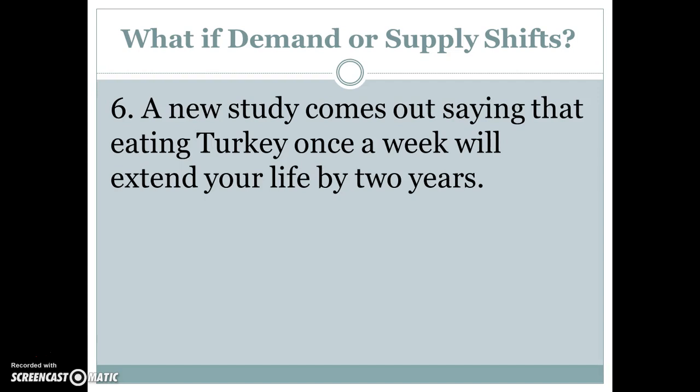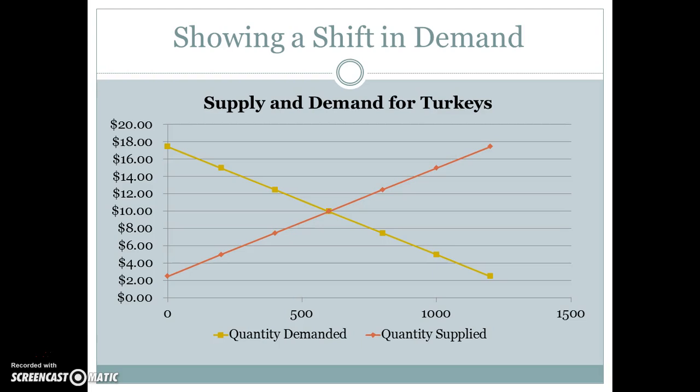If you said that the demand curve would shift to the right, then you're correct, because if people think that turkey is going to extend their life, they're going to buy more turkey at every price. That shifts the demand curve to the right. Let's take a look at what that looks like. So this should be what your graph looks like for that test ticket, part 1, where you graph the demand and supply. And then if the demand curve is shifting to the right, it looks like that.